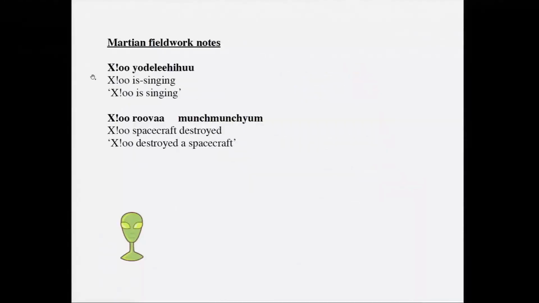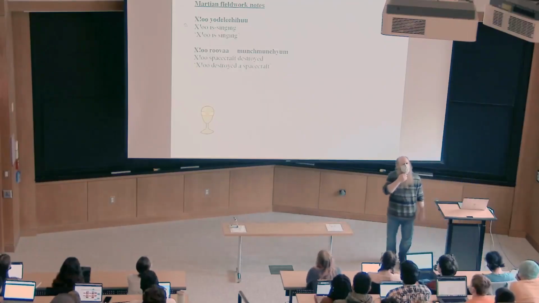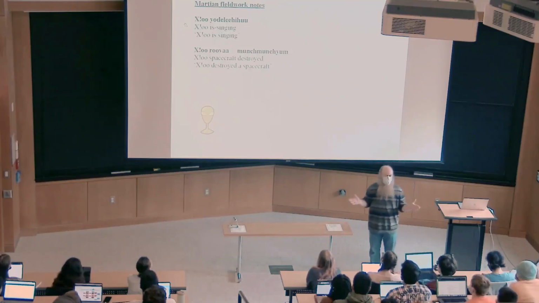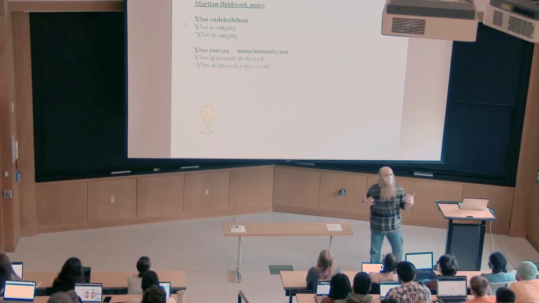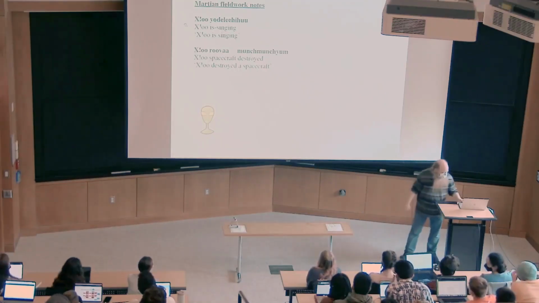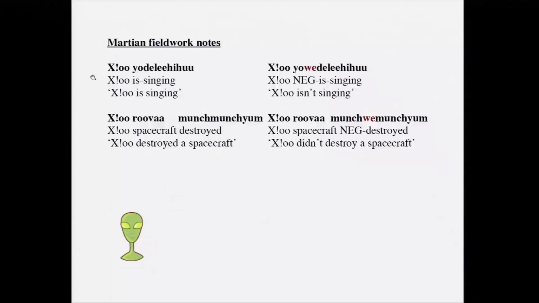Here's Go is singing, Go yodelehihu, and Go destroyed a spacecraft, Go rova munch munch yum. So here are two verbs that are longer, and so we'll be able to tell by negating these which of the various hypotheses we've been floating are the most attractive ones. Turns out we get yowedele dihu and yowedele hihu and munchwe muncham.